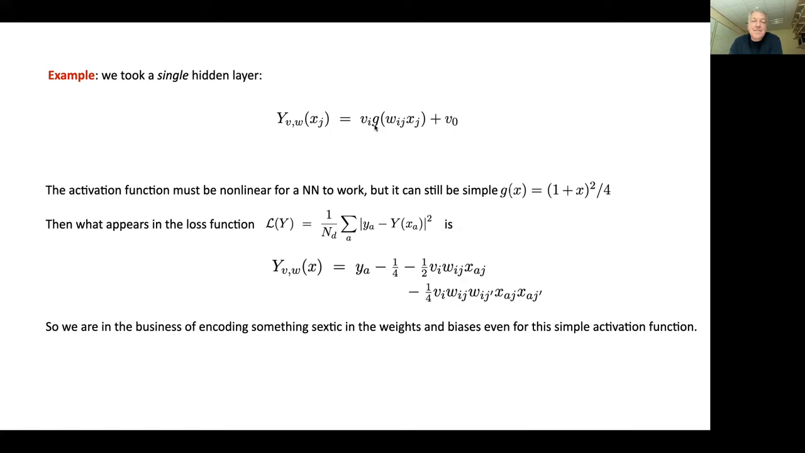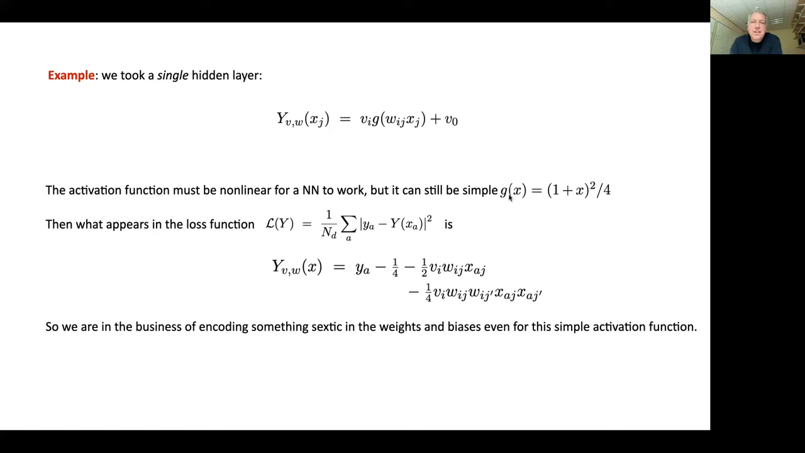It's the final set of weights, and then G is the activation function, but it acts only on the inputs once. So you don't have these nested lots of L's. There's only one L, and then there's the bias, the V0. The other thing I should have mentioned, which makes things more complicated on an annealer, is that the activation function has to be nonlinear for this to work. But it can still be quite simple.